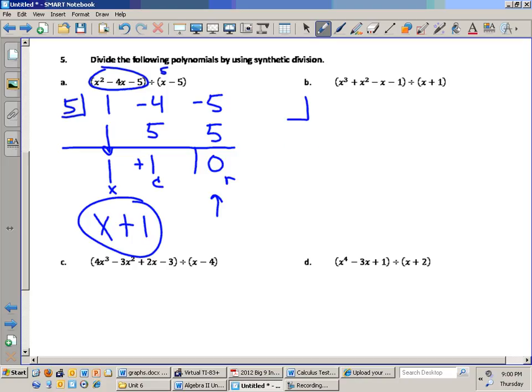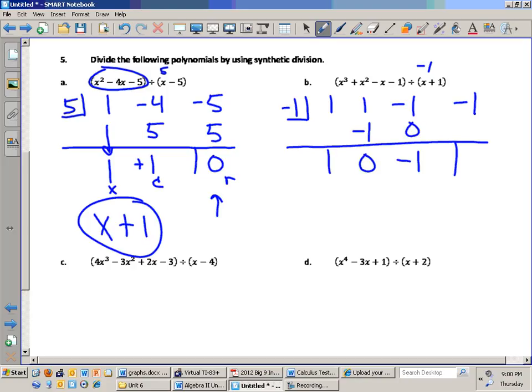Next one, same thing. Box. Remainder. Negative 1 goes there because negative 1 minus 1 is 0. 1, 1, negative 1, negative 1. A lot of ones. Got to be careful. Drop down the 1. Negative 1 times 1 is negative 1. Add 0. Negative 1 times 0, 0. Add negative 1. Negative 1 times negative 1, 1. Add, get 0. This is your remainder. This is your constant. This is your x. This is your x squared. 1x squared minus 1. That is your result.